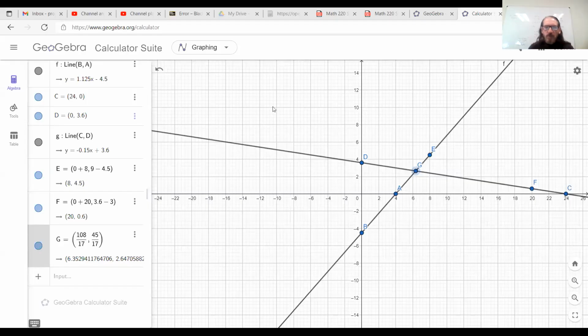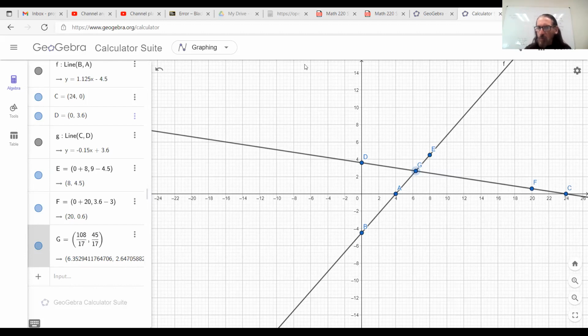Because I've already done the question by a different method, I know that where they intersect, the coordinates x is 108 divided by 17, or 108/17, and y is 45/17. Who would have ever figured that out? By the way, let me show one more thing. Notice that it's giving us decimal approximations for that.